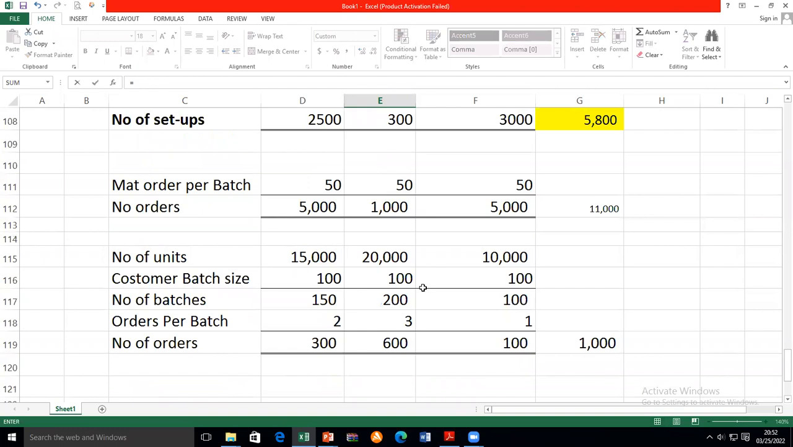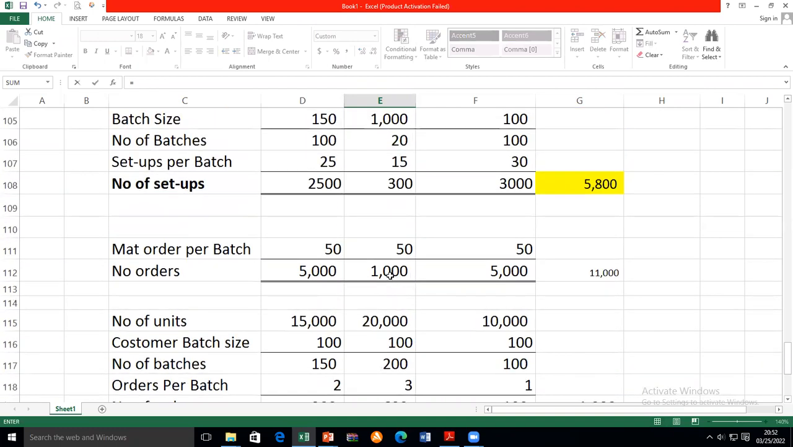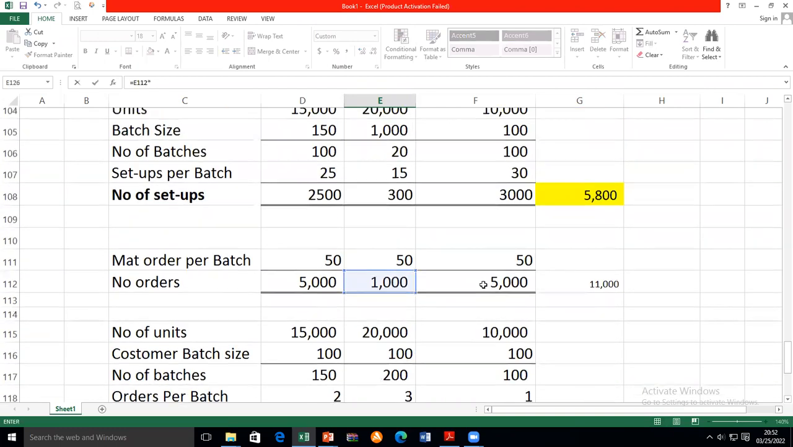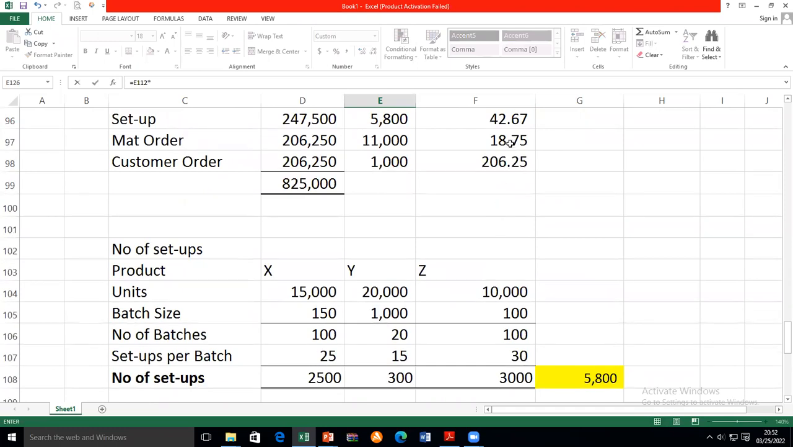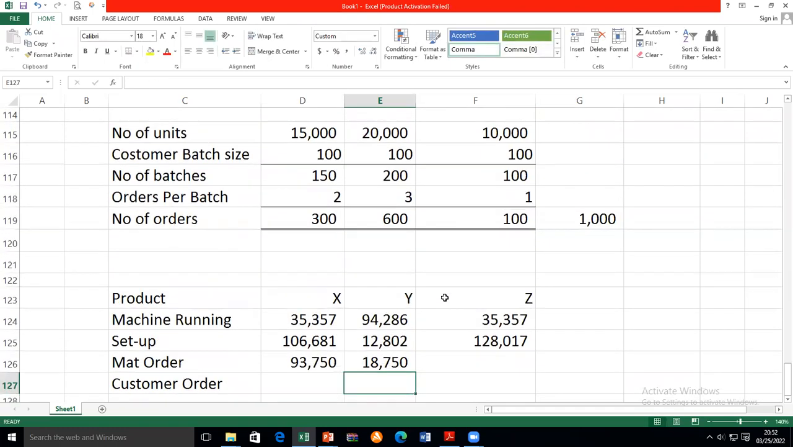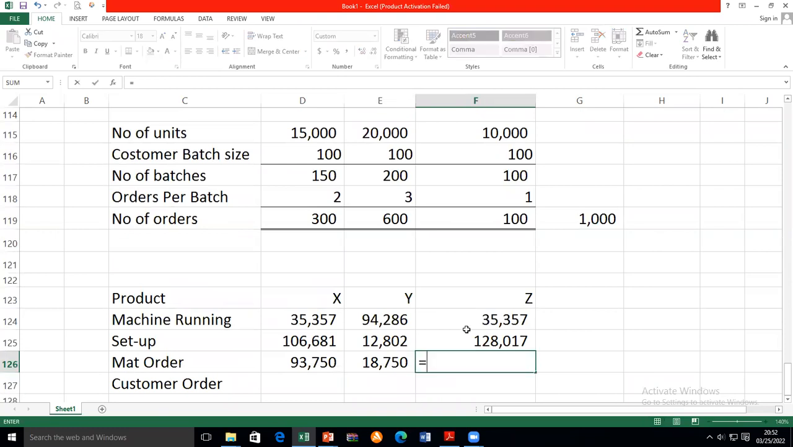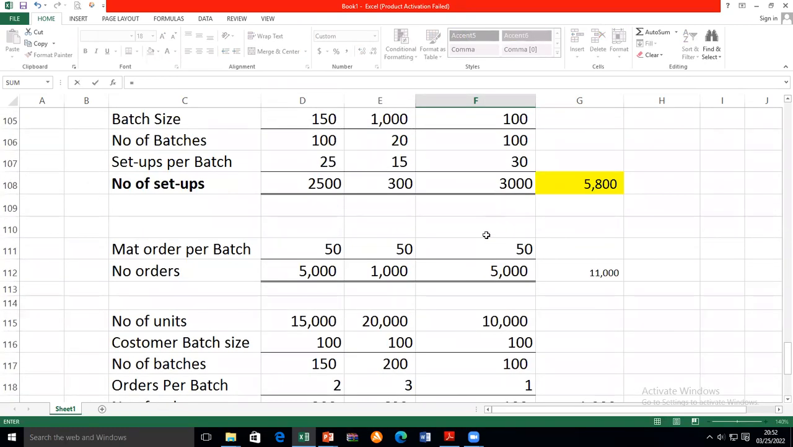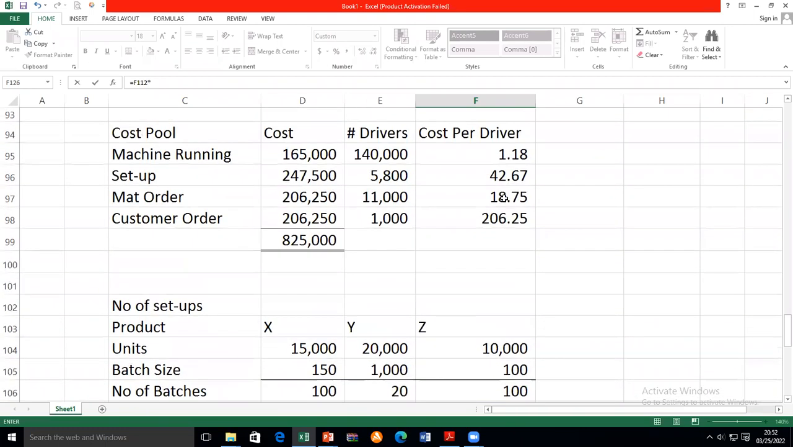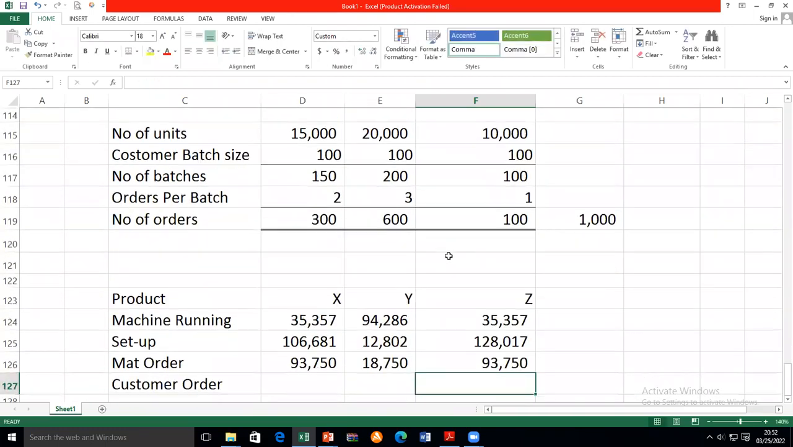So again, we come here. How many orders? That one. Then you multiply by the same, that one. Again, here, how many orders? You pick the orders. The orders are here. And then you multiply by the cost, that one.